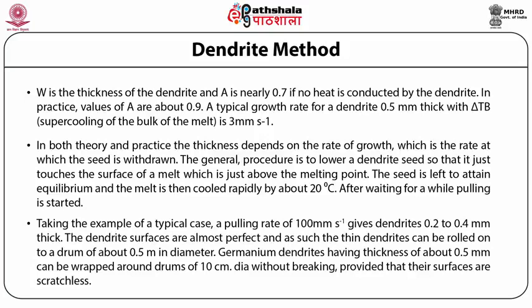Taking the example of a typical case, a pulling rate of 100 mm per second gives dendrites 0.2 to 0.4 mm thick. The dendrite surfaces are almost perfect, and as such, the thin dendrites can be rolled on to a drum of about 0.5 m in diameter. Germanium dendrites having thickness of about 0.5 mm can be wrapped around drums of 10 cm dia without breaking, provided that their surfaces are scratchless.